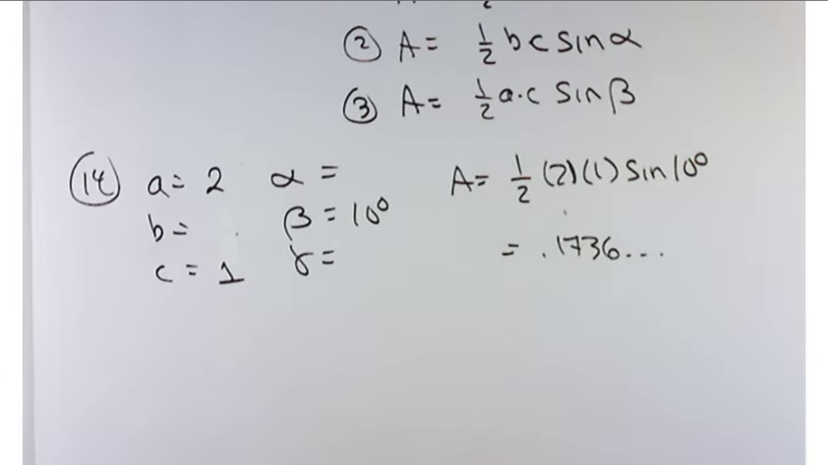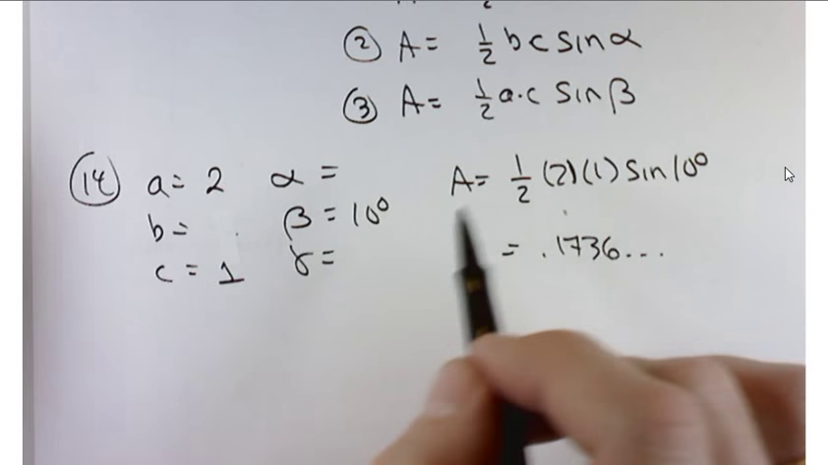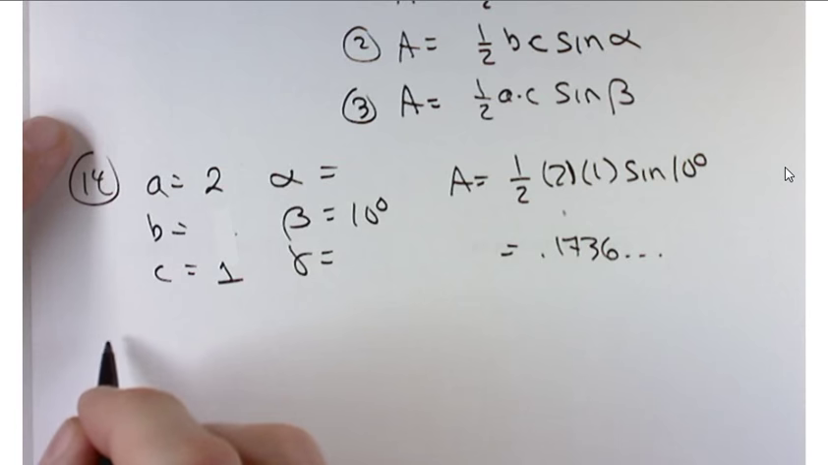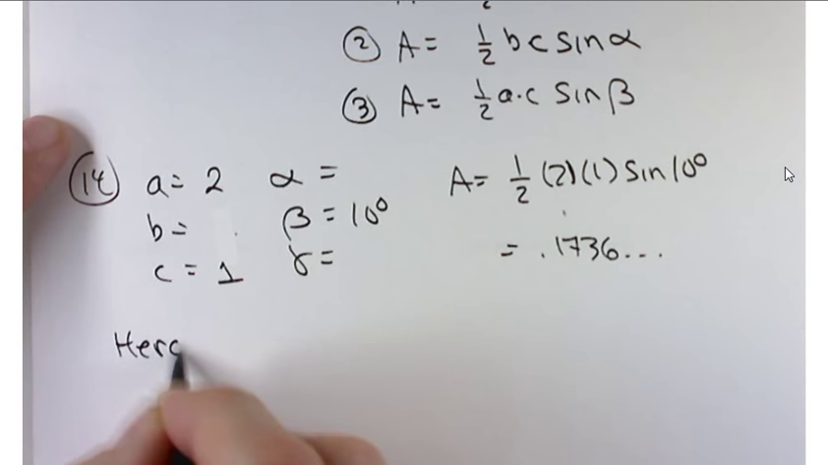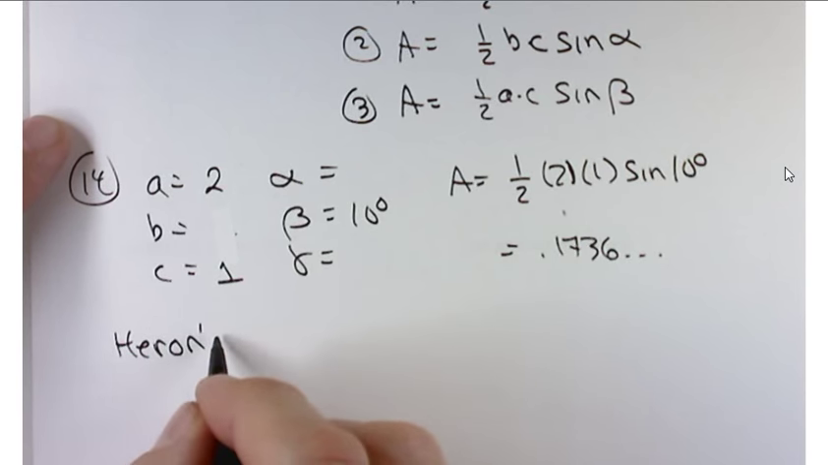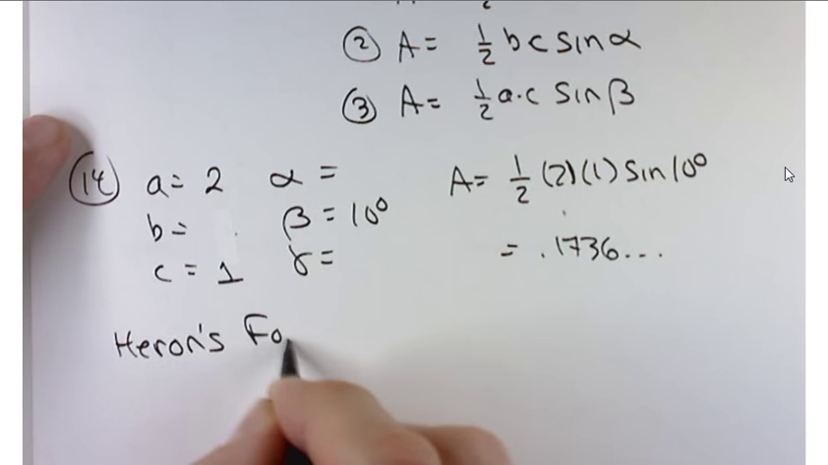Now there's another formula that we can use that helps us calculate the area of a triangle. In this case, it would depend on just the sides. So it doesn't depend on any of these angles at all. Like I said, this is a really, really old formula. Heron was an ancient Greek mathematician. So Heron's formula.